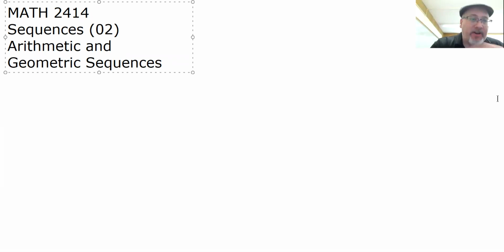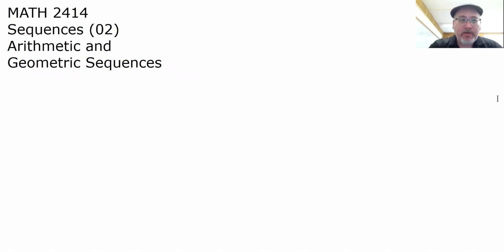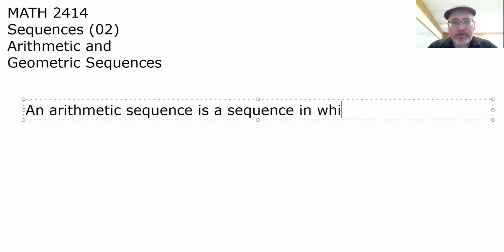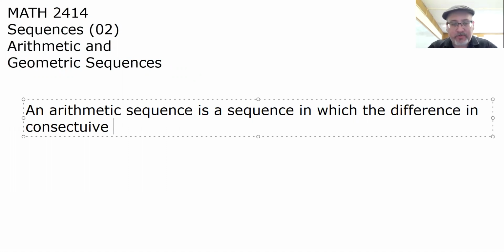So let's start with what an arithmetic sequence is. An arithmetic sequence is a sequence in which the difference in consecutive terms is constant.